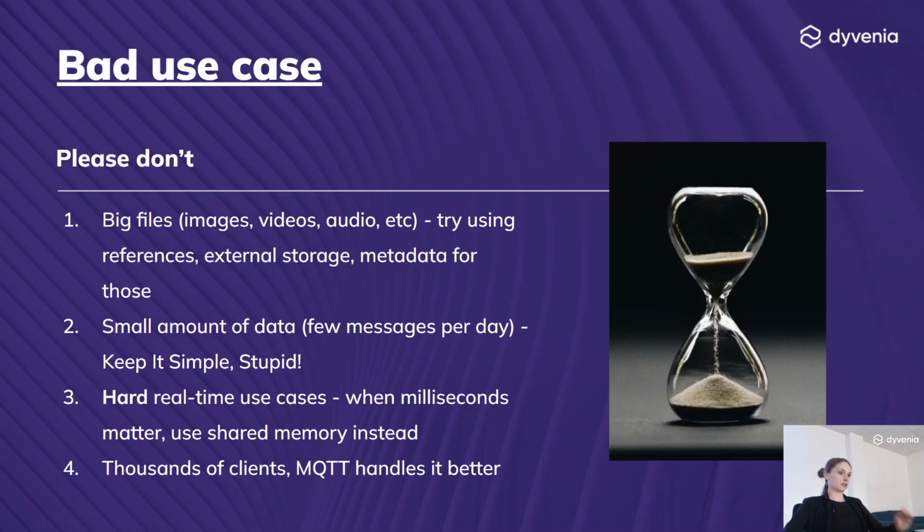Kafka is also not the best choice for hard real-time use cases, where really milliseconds matter. So for example, in cars that self-drive, right? You need milliseconds there because an accident might happen. Use shared memory instead of directly sending to Kafka. Have a shared memory and read from that.